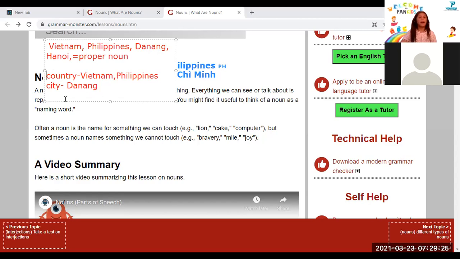Town. Okay, look at here, for example, Ho Chi Minh. Ho Chi Minh is a city. Just excuse my spelling, I don't know how to write the O with the mark, it's not on my computer. Okay, yeah, like that. City, when we see country.